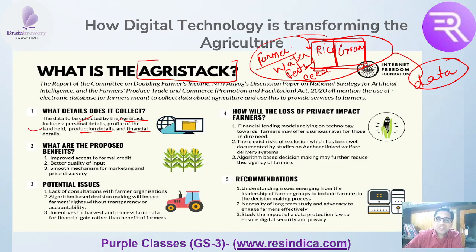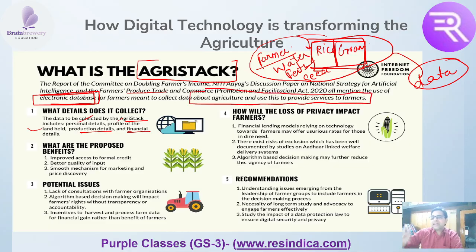So the National Strategy for Artificial Intelligence and farmer produce trade and commerce all mention the use of an electronic database. We wanted to have an electronic database to collect data about agriculture and use it to provide services to the farmer. Once we have data about the farmer, like what this farmer is doing, how much land he has, what type of crop he is growing, what type of water and fertilizer, and from where he or she is accessing credit, with this data we will be able to provide him with various types of services. That means dedicated services, dedicated packages. Because of that, he will be able to get proper credit, better quality inputs, and a smoother mechanism, right?